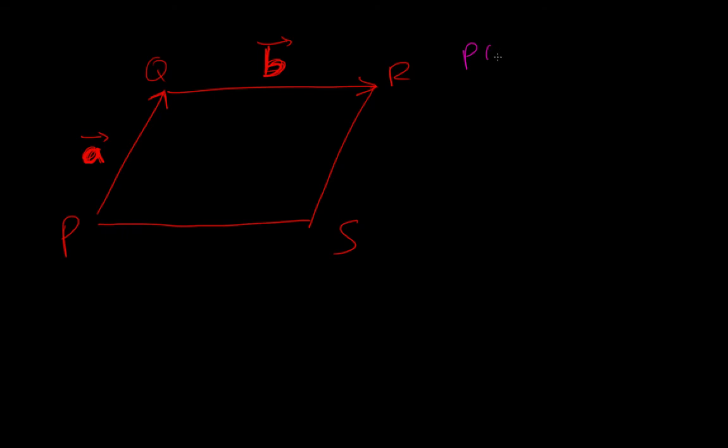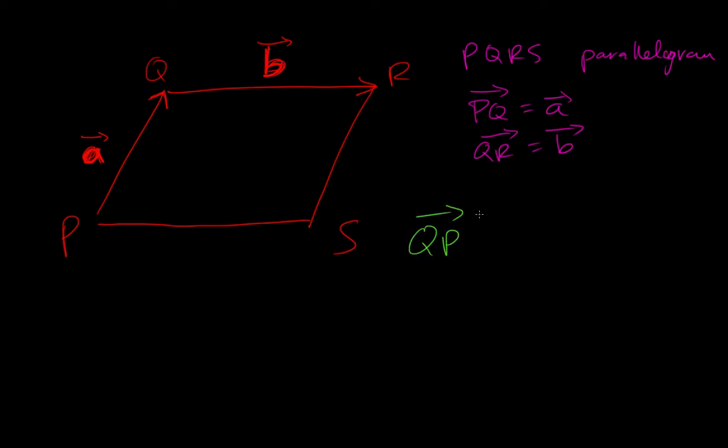So we're told that PQRS is a parallelogram, and then PQ equals A, and then QR is B. Okay, now they want us to find a vector expression for QP, for RQ, for SR, and also for SP.